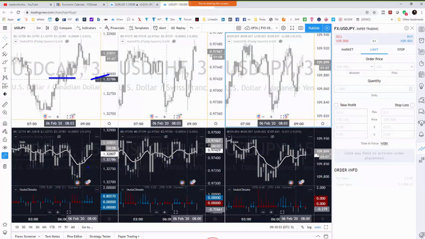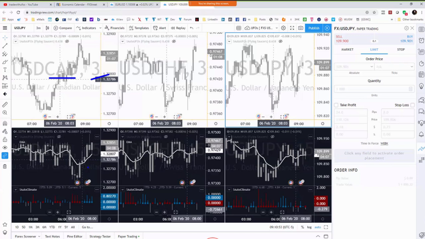So I'm gonna focus on the US dollar, Canadian dollar. Let me zoom in the chart first. Okay. And notice that I have a tool running here called Auto Climate. This is a tool that is gonna basically tell me what the climate is. Is it sunny? Is it rainy? Is it time to trade or not? And if so, what direction?